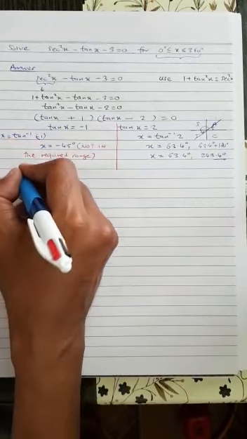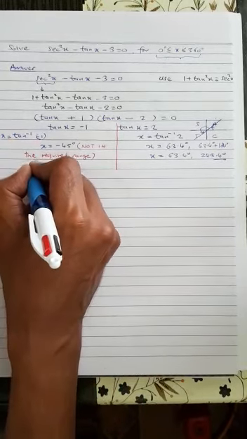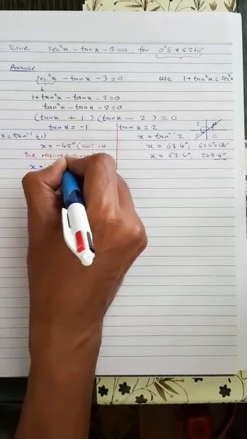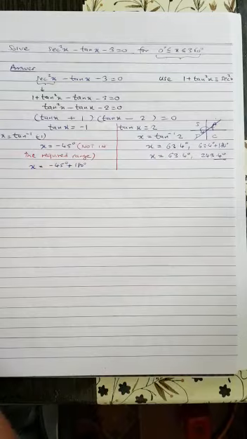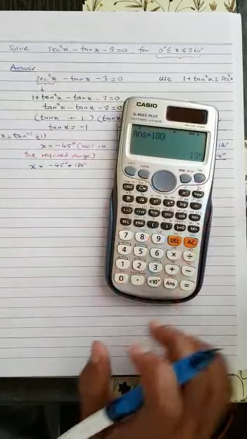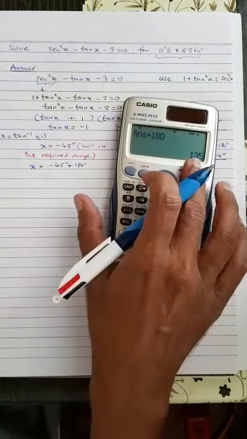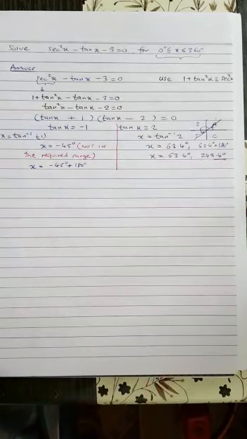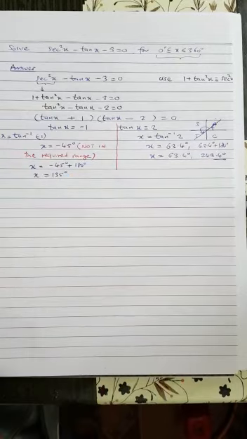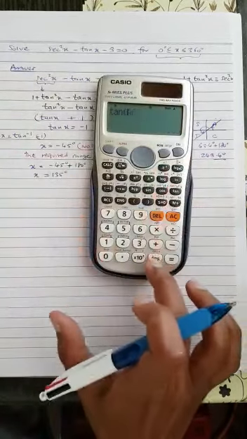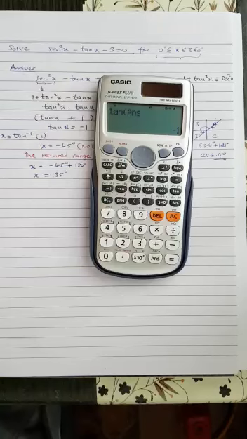x is equal to minus 45 degrees plus 180. If you take minus 45 plus 180, you're going to get 135. 135 is in the range. So x is equal to 135, and let's just test this. If you take the tan of this, there we go, minus 1.